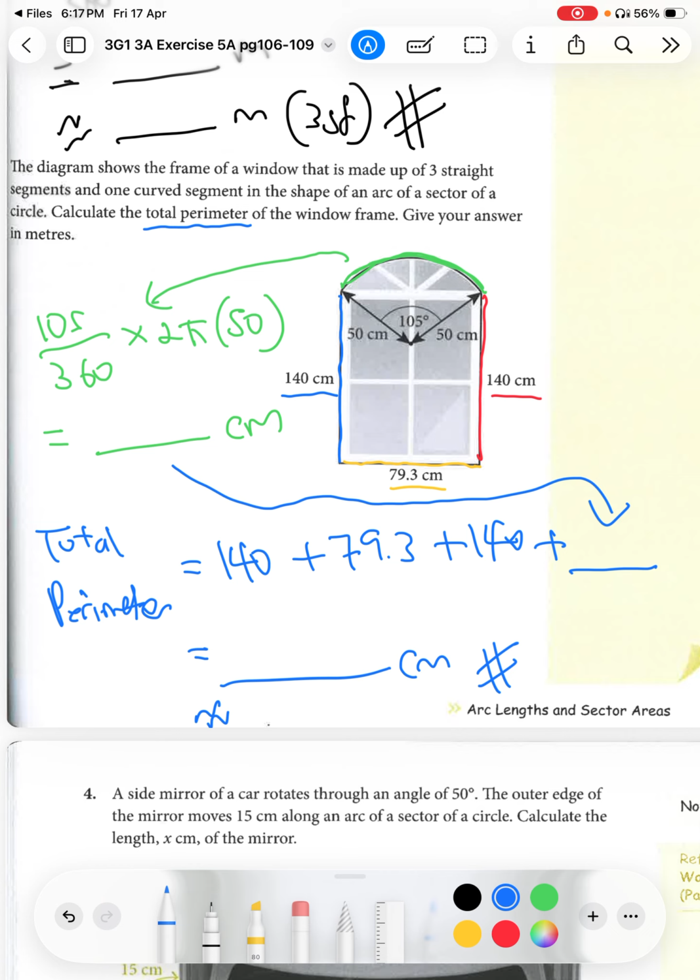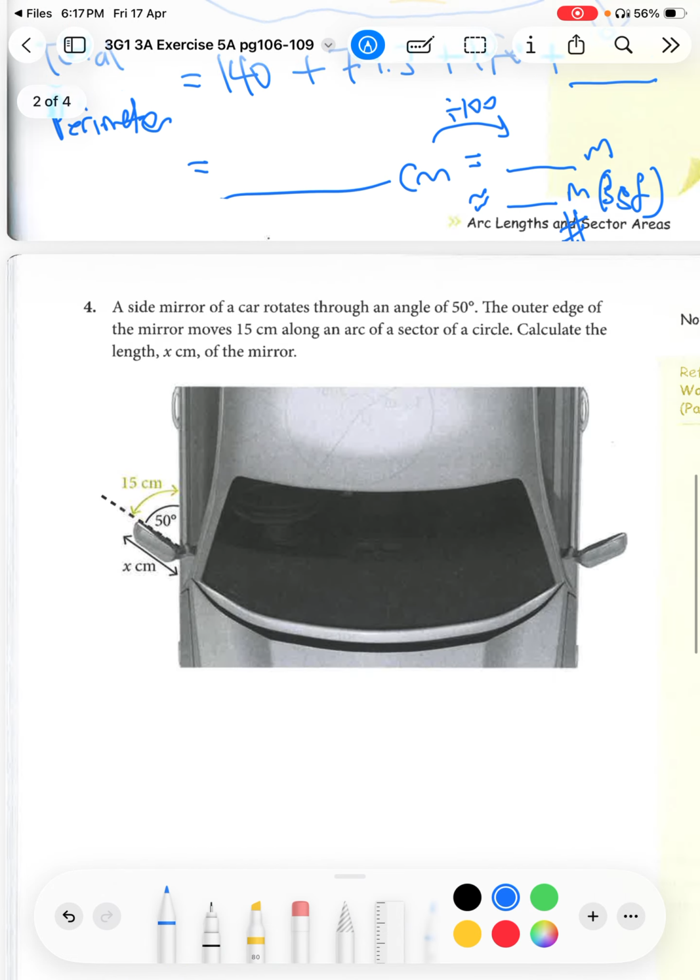To 3SF. But I see that they want it in meters. Then you just divide by 100, no space. So divide by 100, you change to meters, then you round to 3SF, and that will be your answer. Okay, for this, give this a try and you can show me in class if you have any more questions.